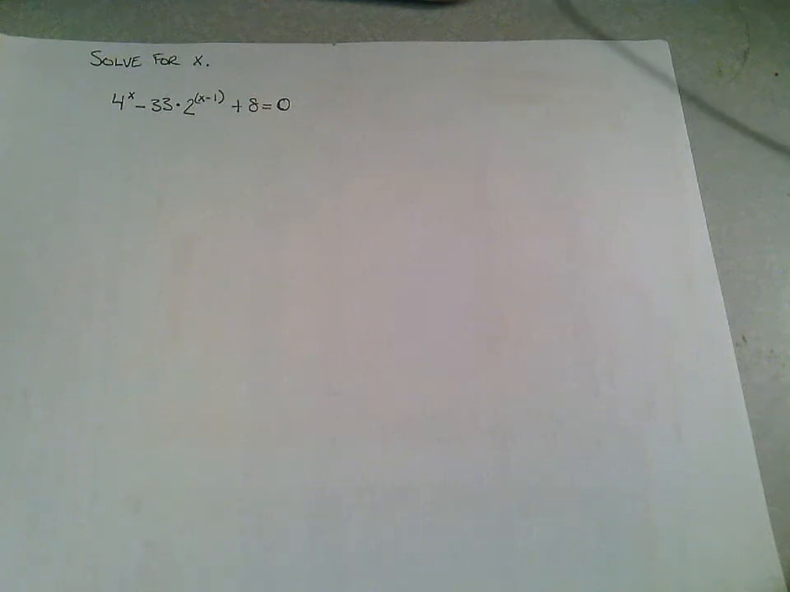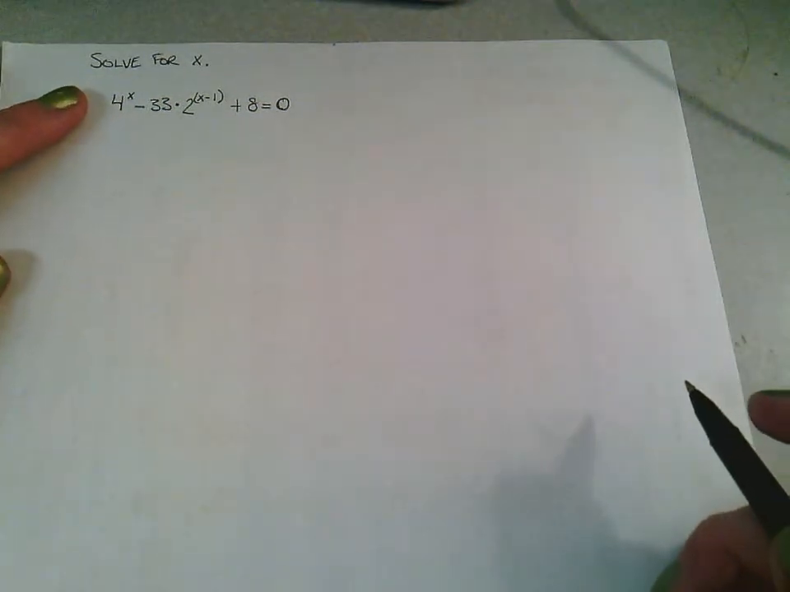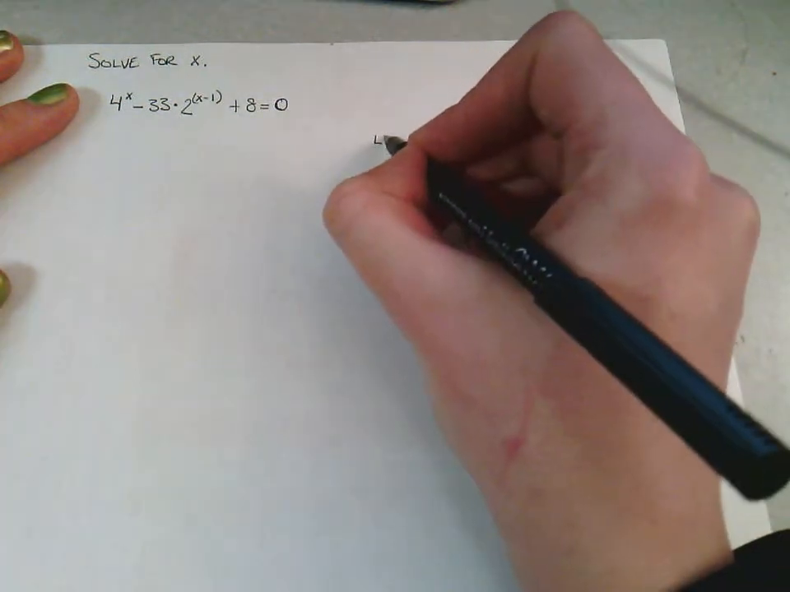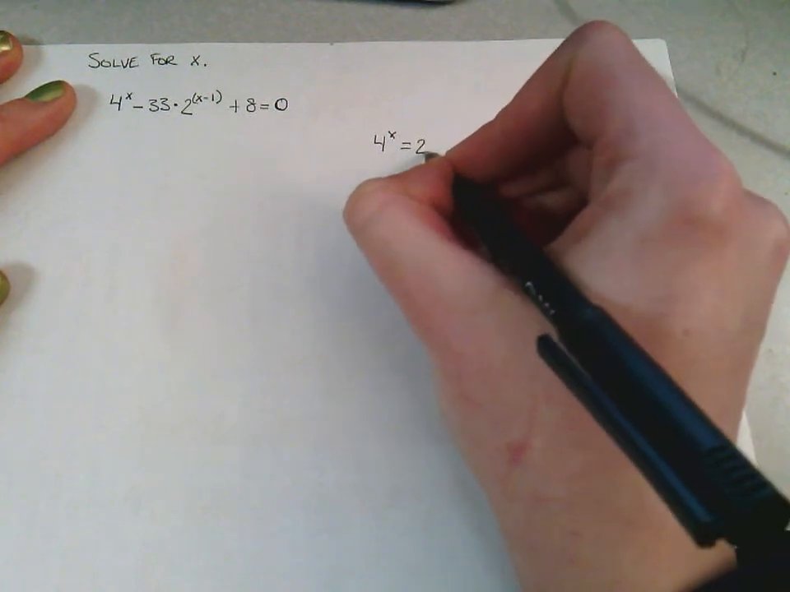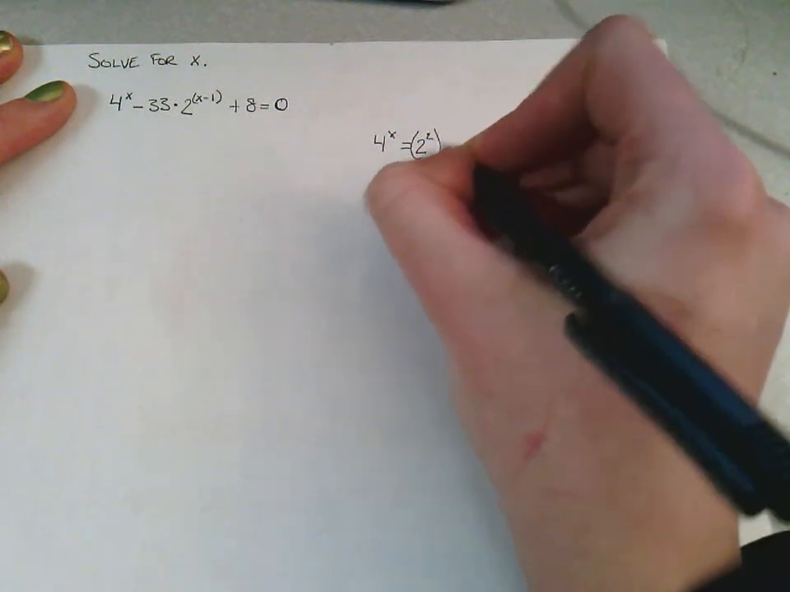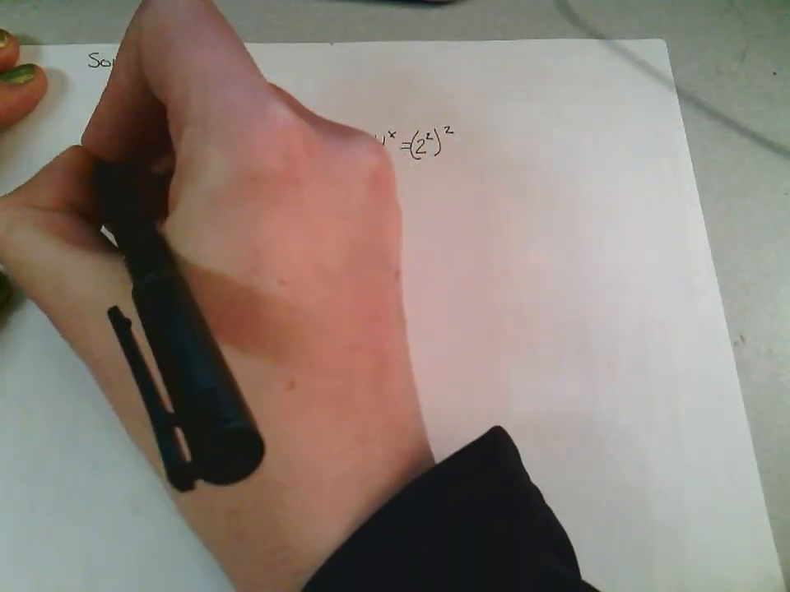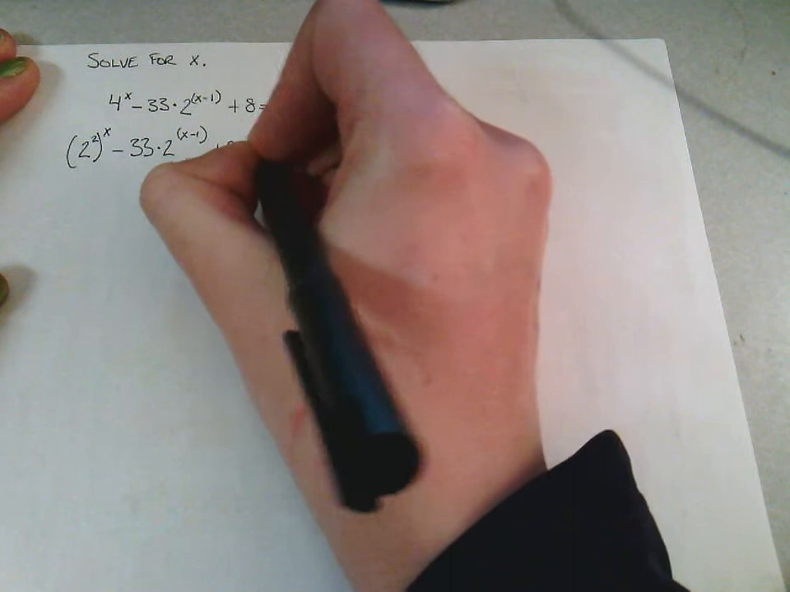What we'll want to start with is to convert this 4 to the x to base 2. So we can say 4 to the x is equal to 2 squared to the x. When we rewrite our equation, we have 2 squared to the x, that'll be an x over here, not a 2, minus 33 times 2 to the x minus 1 plus 8 equals 0.